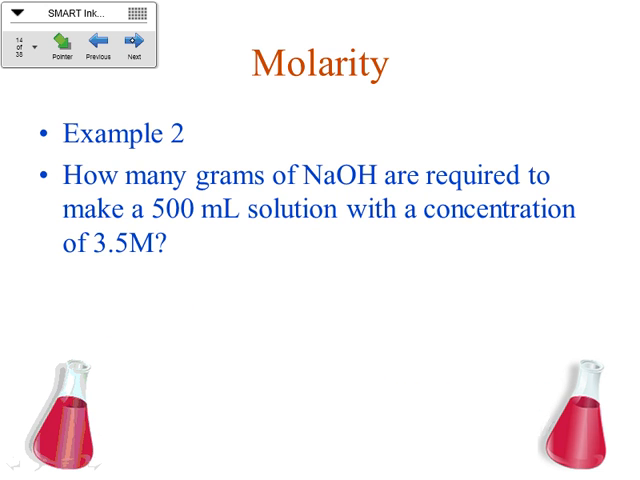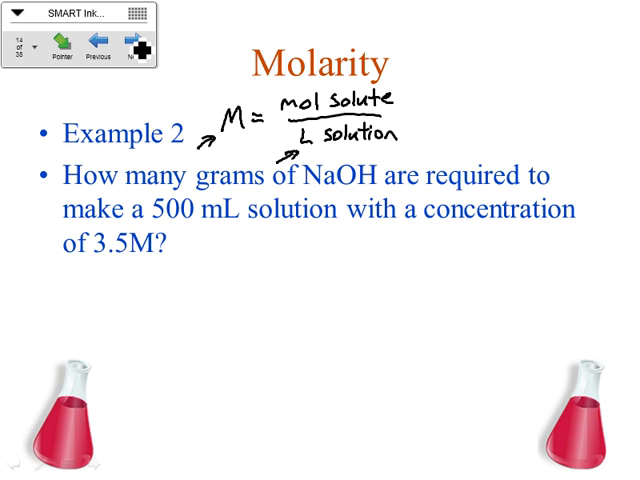Okay, here's another example. How many grams of NaOH are required to make a 500 milliliter solution with a concentration of 3.5 molar? We're kind of working backwards here, right? So remember, our equation, molarity equals moles of solute over liters of solution. But what do we have this time in the problem? We have the volume and we have the molarity, right? So we can use that to find the moles of the solute.